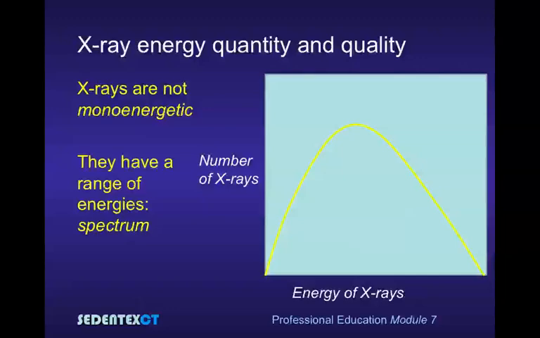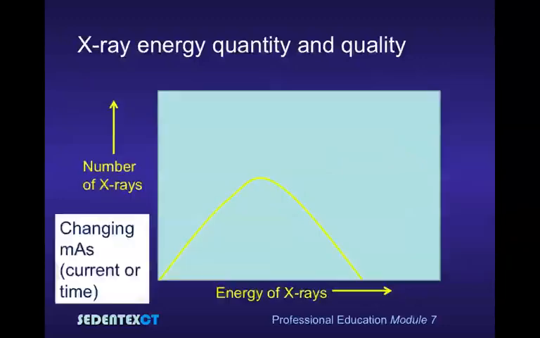You'll see that most of the X-rays have an energy in the middle of the range, with fewer weak X-rays and fewer strong X-rays. Let's look at what happens when we change mAs, kV, or filtration. Well, if we increase the mAs, we will get an increase in the total quantity of X-rays, but we don't change the quality. The range of energies remains exactly the same. The peak of the curve remains in the same place.